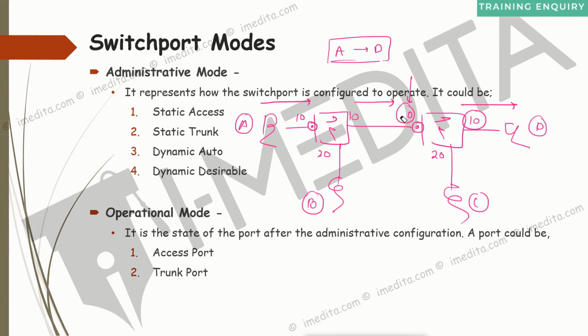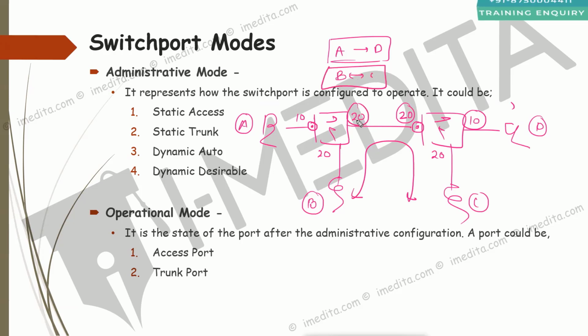If I configure VLAN 20 here, then what two devices will be able to communicate with each other? It will be B and C. B and C will be able to communicate with each other in this case, because it's more like a VLAN 20 network. So there's no tagging here. We have not talked about VLAN tagging. There is no tagging here.